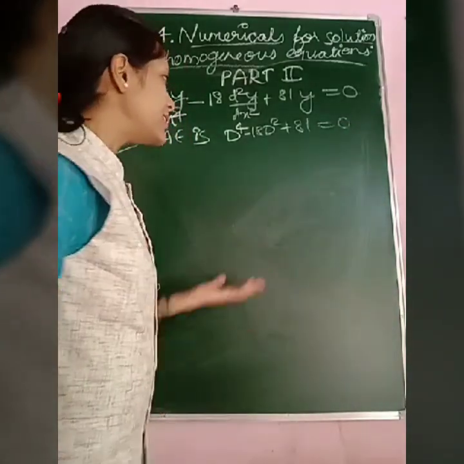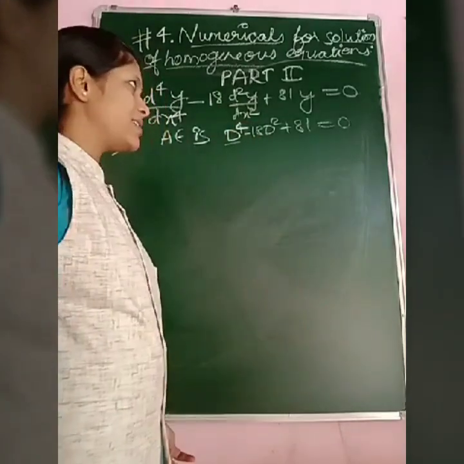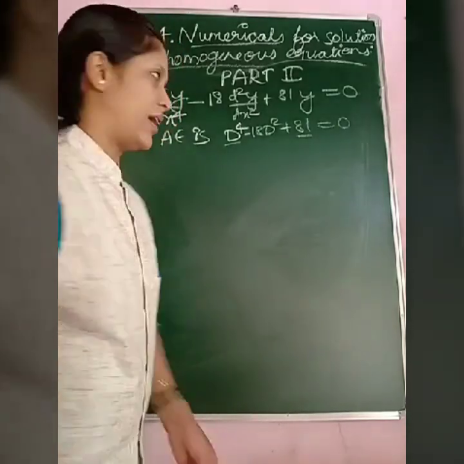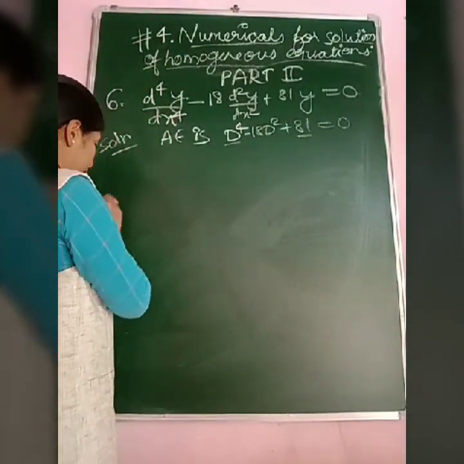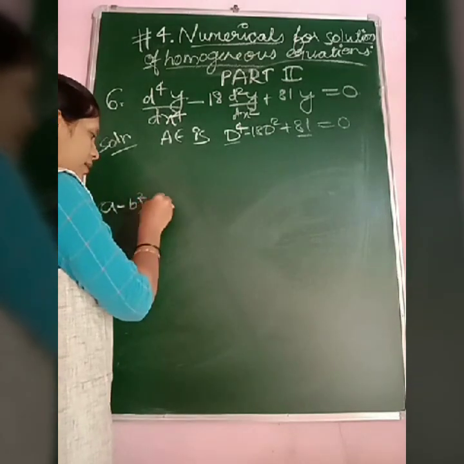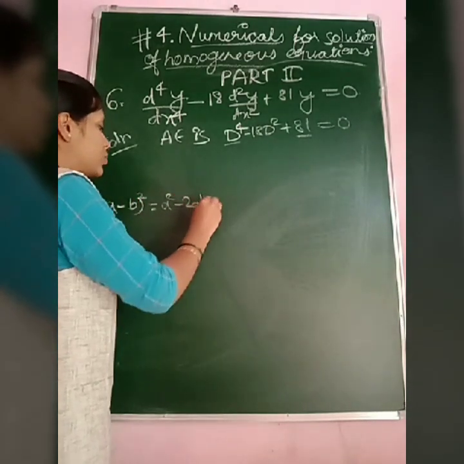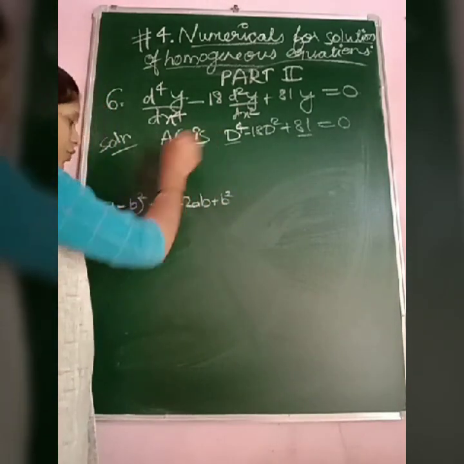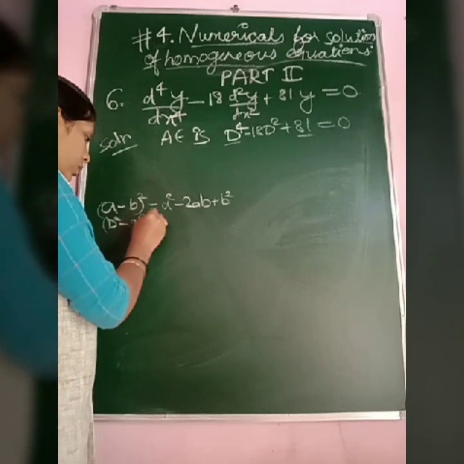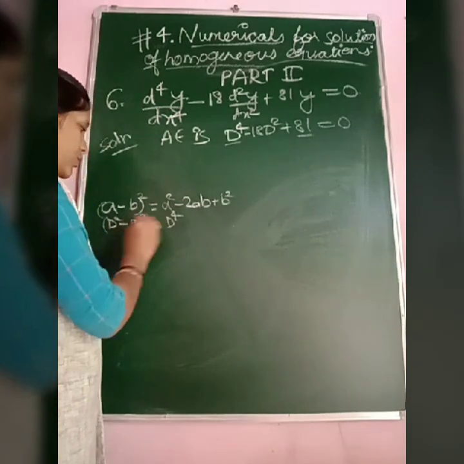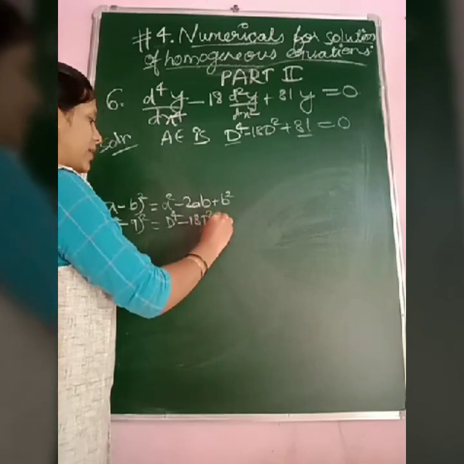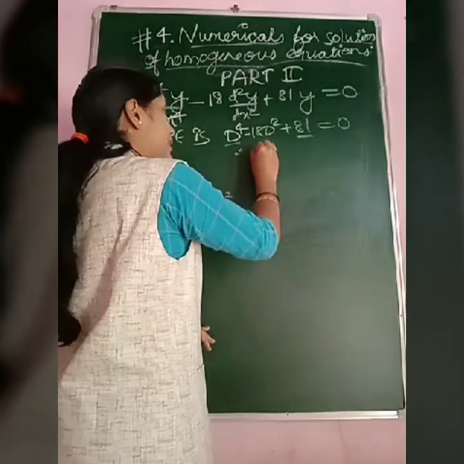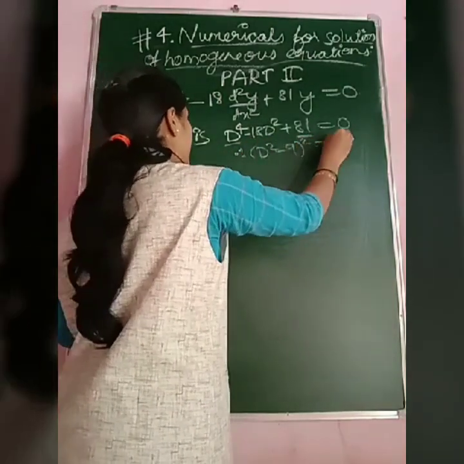Looking at this, we easily understand this is D squared and this is 9 squared. Already we know (a minus b) whole squared is a squared minus 2ab plus b squared. So D raised to 4 is (D squared) squared, minus 18 D squared, plus 81 is 9 squared. So I can write this as (D squared minus 9) whole squared equal to 0.